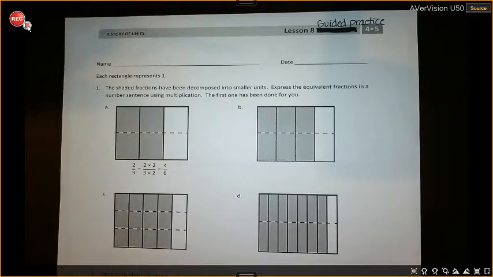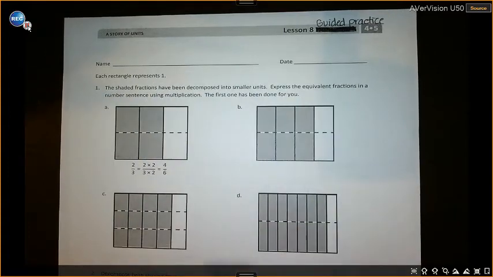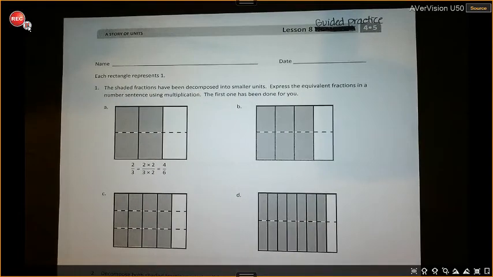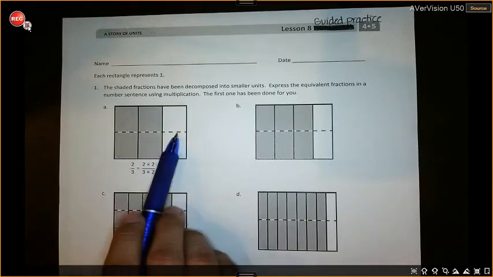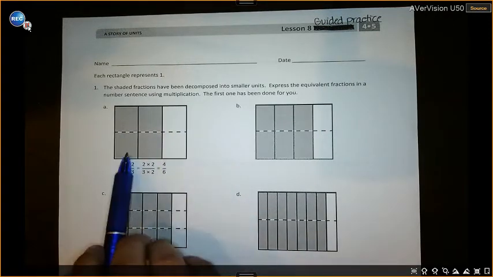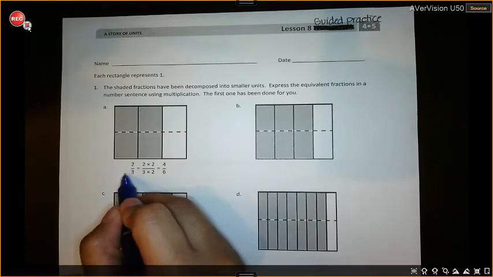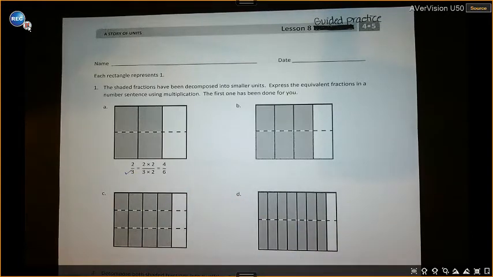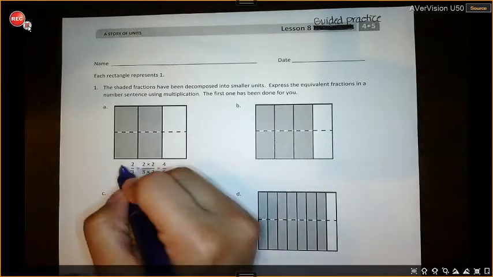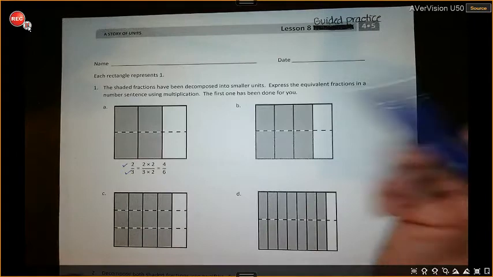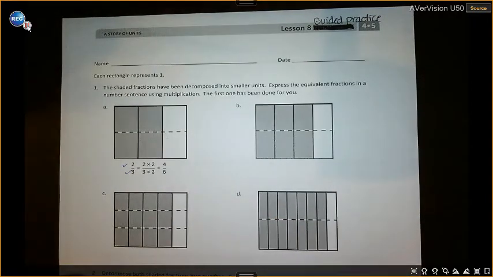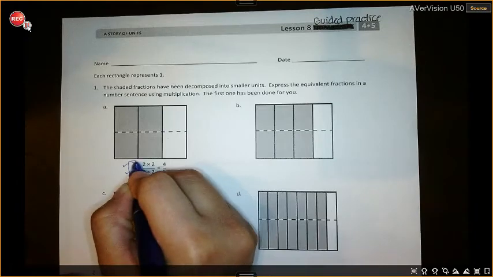Okay, so let's begin. Let's focus on section number 1. The shaded fractions have been decomposed into smaller units. Express the equivalent fractions in a number sentence using multiplication. The first one has been done for you. So let's understand the first one. Let's pretend this dotted line did not exist. So if I look at the whole, how many fractional parts is this partitioned into? 3. That is why we have 3 as the denominator. How many fractional parts are shaded? 2. And that is why we have 2 as the numerator. So what fraction does this model represent? Yes, this model represents 2/3.